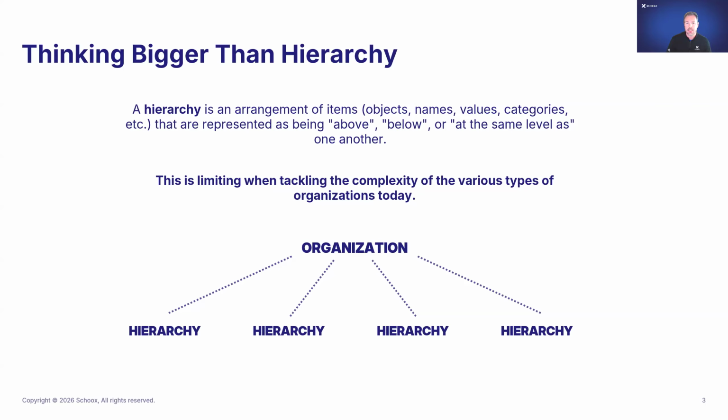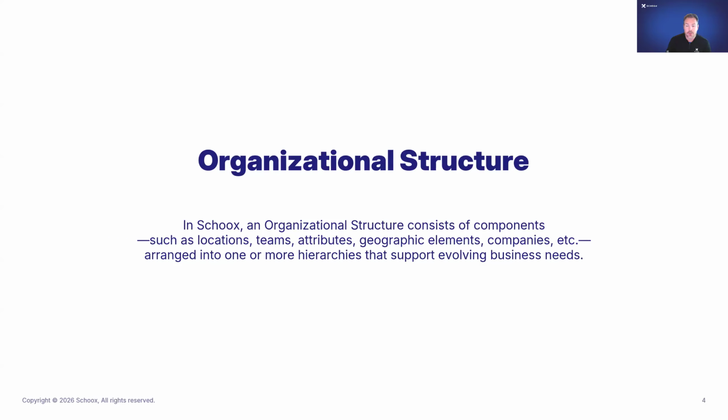So when you don't want to think in hierarchy, we'll show the construction and then really the building blocks around that. So let's actually look at what is an organizational structure to Skooks. In Skooks, organizational structure consists of components, but is not limited to locations, teams, attributes, geographic elements, companies, and a slew of other items that you may need in your org that you might not have today. And we arrange those into one or more hierarchies that support the business because it's always changing. What is here right now might not be there tonight, might not be there tomorrow, or things might change in structure and how they're flowing.